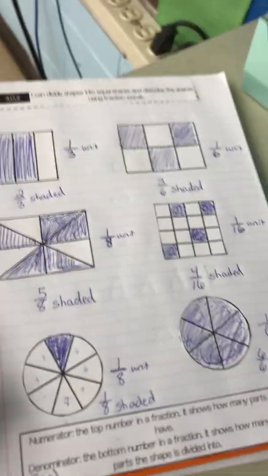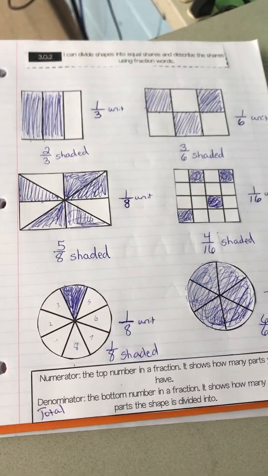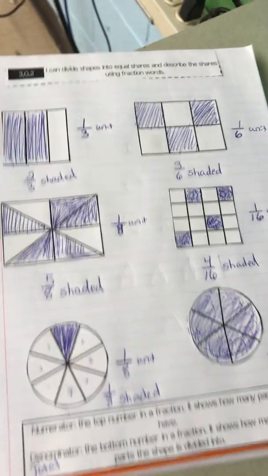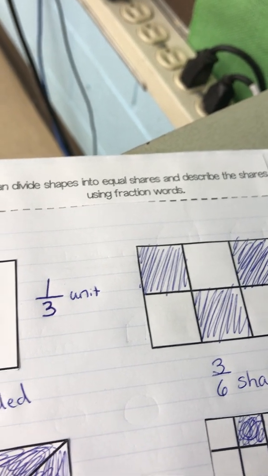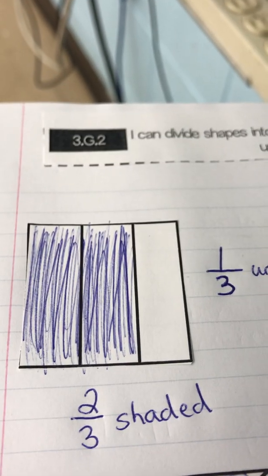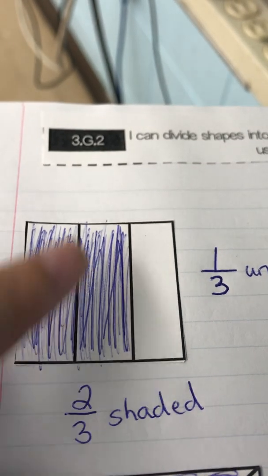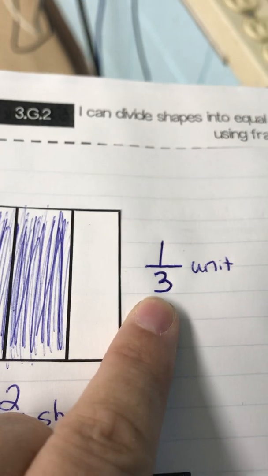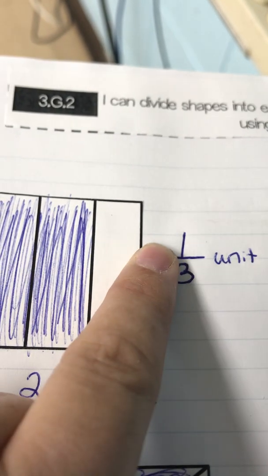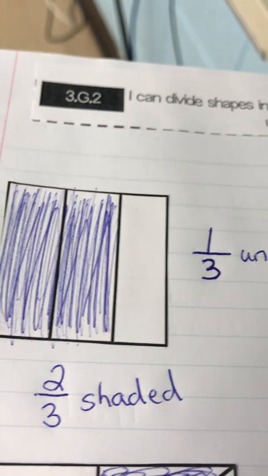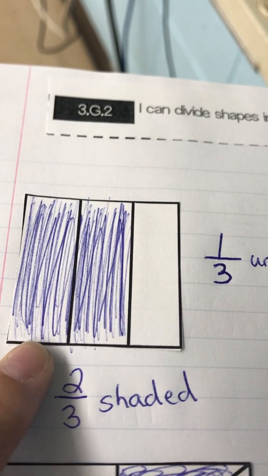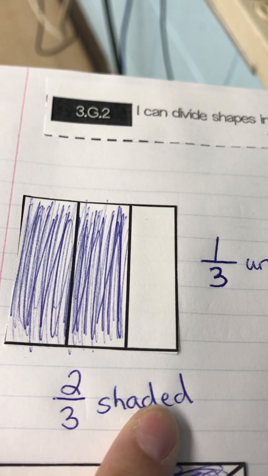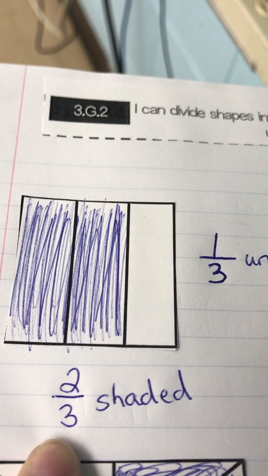Okay, the next page that you have, still working on fractions, looks like this with the lines already on the shape. You're going to cut those out. Our standard says I can divide shapes into equal shares and describe the shares using fraction words. So here was the first square. They did stripes that are equal size pieces. Our unit fraction would be 1/3 because unit means 1 and we have 3 total pieces. Then I went through and I shaded, so there were 2 shaded, so we would say there are 2/3 shaded. 2 parts are shaded out of a total of 3.